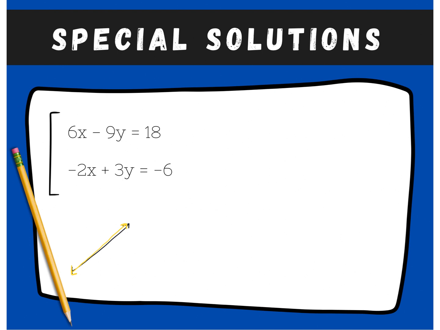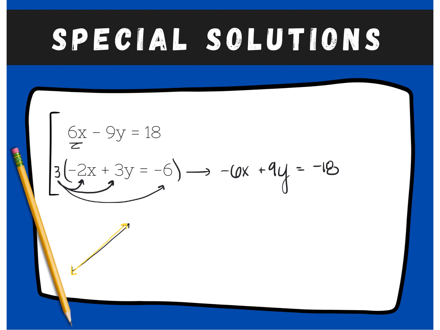I need to multiply something. It doesn't matter much what I multiply. I know that if I multiply my second equation by 3, I'm going to get a negative 6x, which is good because in my first equation I have a positive 6x, and I know that's going to cancel. I'll go ahead and distribute everything here. I'll get a 9y, and I'll get a negative 18. On the first equation, I have 6x minus 9y equal to positive 18.